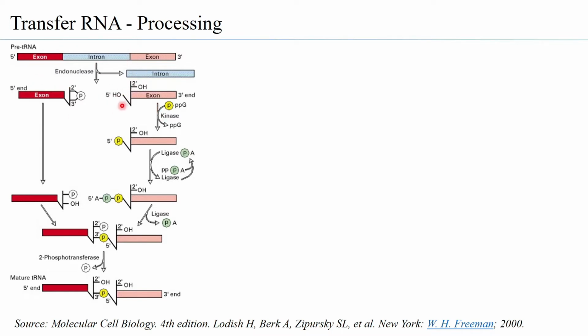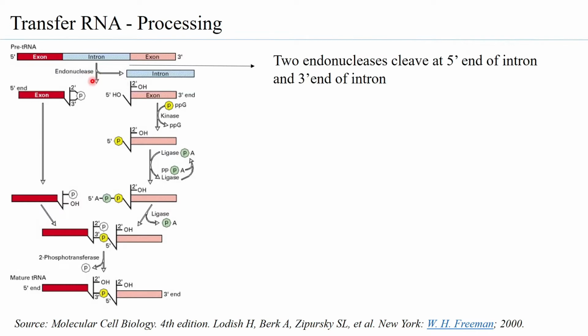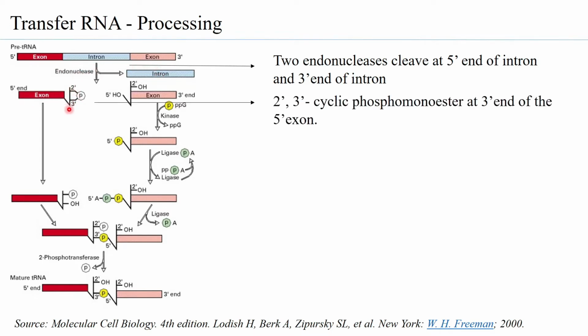What is observed in the pre-tRNA is a tetramer in the form of a complex which has two endonucleases, and those endonucleases are able to cut at the 3' end of the intron and the 5' end of the intron. So the intron is spliced out. But these two enzymes leave behind at the 5' exon what is called the 2' 3' cyclic phosphomonoester, and at the 3' exon you have the 5' OH being present.